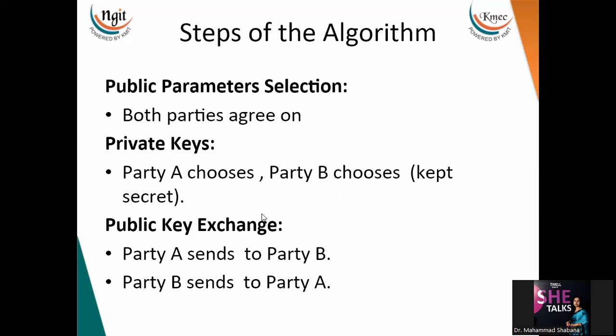The Diffie-Hellman algorithm relies on three key components. Public parameter selection: first, both parties agree on two values, a large prime number P, which acts as the modulus, and a primitive root G, which serves as the generator modulo P. Private key: each party selects a private key that is kept secret. For example, party A chooses a and party B chooses b.